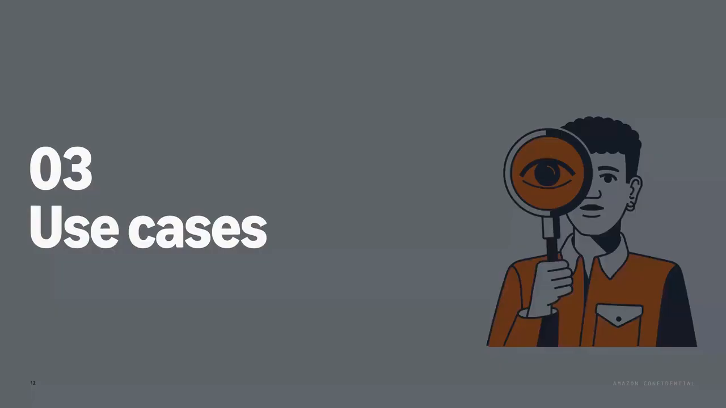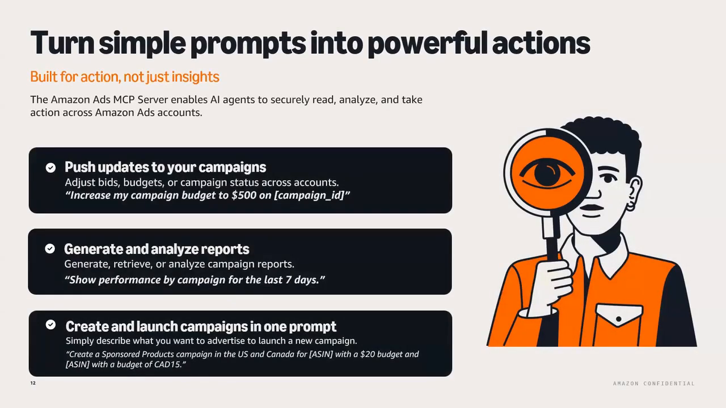Now, let's bring this to life with some use cases. At the simplest level, you can push updates to campaigns, like adjusting bid or budget. You can generate performance reports just by asking, show me performance by campaign for the last 7 days. You can also leverage AMC tools directly from the Amazon Ads MCP server by generating workflows, running queries, or pulling reports, all through natural language.